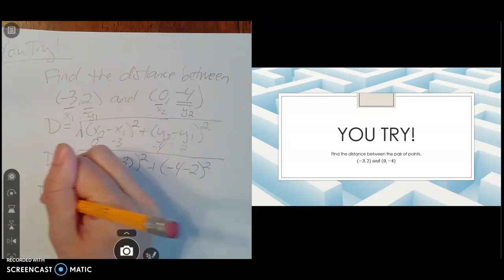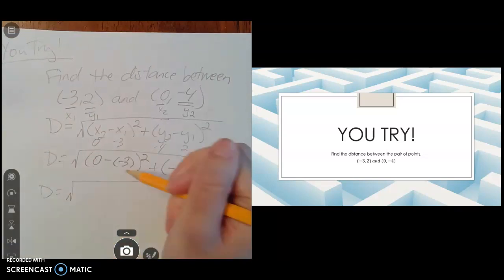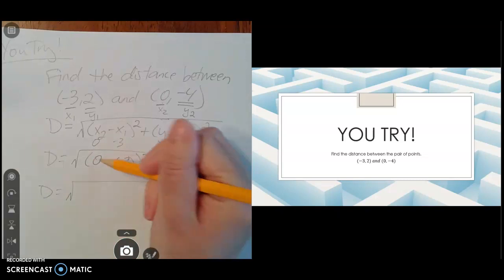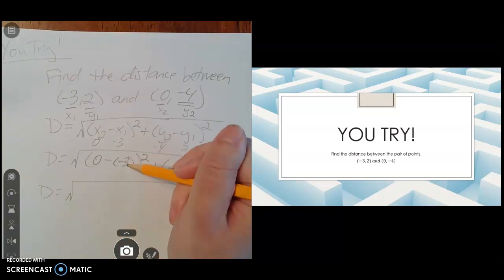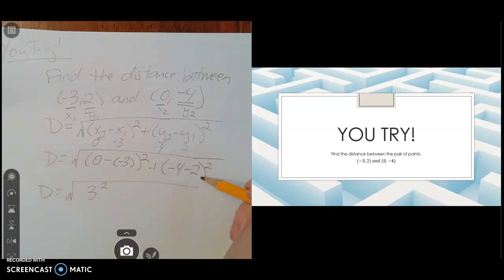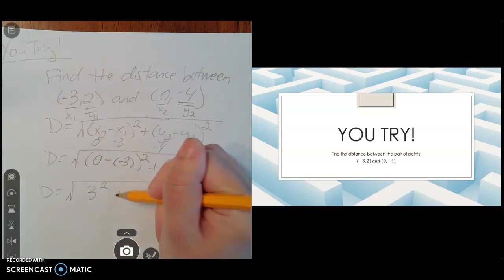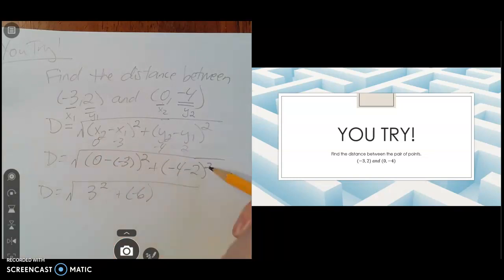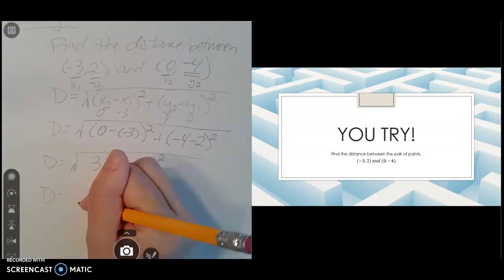All right, from here, let's just go ahead and start simplifying. In the first parentheses, 0 minus -3 is the same thing as 0 plus 3, which would be 3. So I'll have 3 squared. In the second parenthesis, I've got -4 minus 2, which would be -6. And that'll be squared. Now I'm ready to do some squaring.